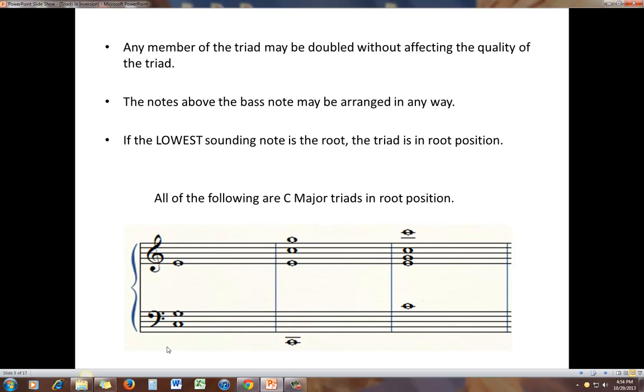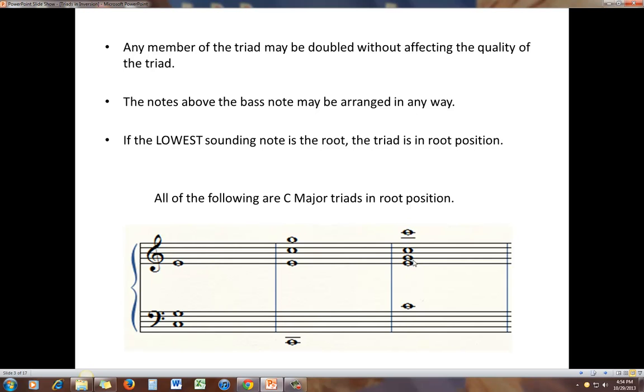So when we look at these examples, we have C, E, G spread out across the grand staff. C is the lowest note, so this is a C major triad in root position. In this example, C, E, another C, and a G, so we still have C major with the root being doubled. C is the lowest note, C is the bass, so root position.